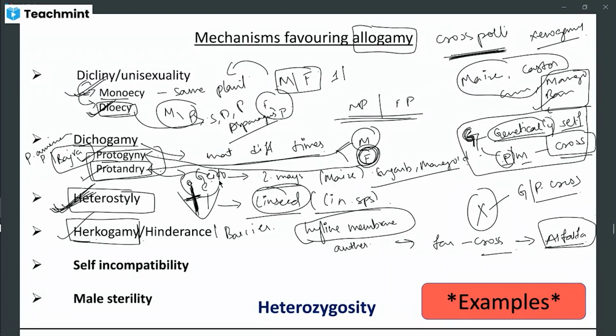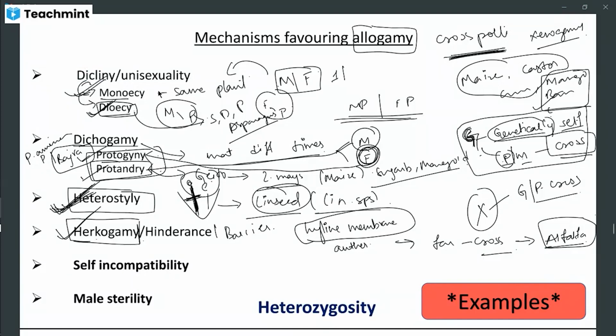See, in every JRF there will be one question from heterostyly example or herkogamy example, or cleistogamous or chasmogamous, and the orientation of anthers, etc. This chapter is the most scoring chapter. You need not miss any question from these chapters.